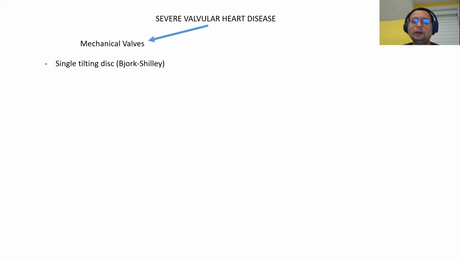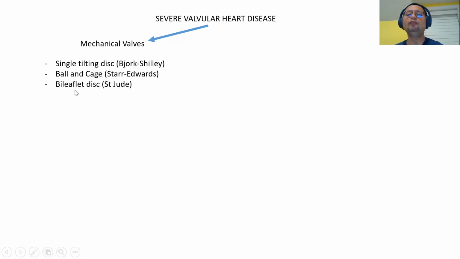Okay, so what are the types of mechanical valve that we can have? So we can have a single tilting disc. You don't need to remember the name, the name is not so important. The most important is the mechanism. Single tilting disc is very rare nowadays. Hardly ever do people put it in. We also have ball and cage. We no longer put in ball and cage valves nowadays, but because the ball and cage lasts very long, we can still see once in a while a patient with a ball and cage valve.